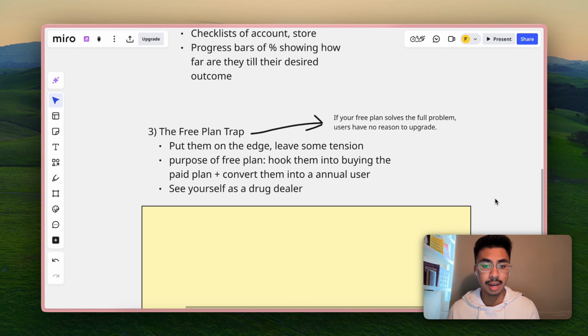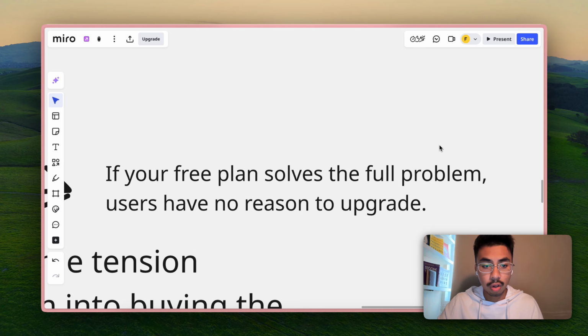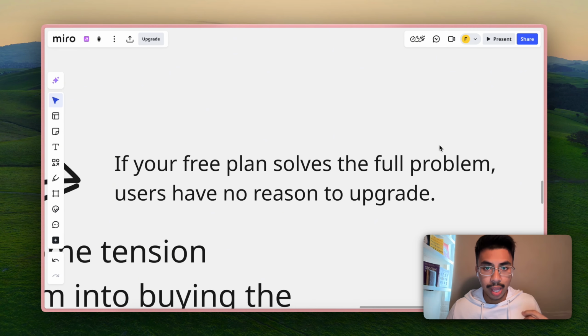Have your free plan so worth it, so good of a hook, that you bait them into buying your paid plan. You're putting them on the edge. They can't get enough of your paid product. They want more because you're leaving them in tension. This is what I mean by you gotta kind of monopolize your free plan and not fall into the trap of giving them the whole entire solution, solving the whole entire problem, because once you do this, your users do not have a reason to upgrade, let alone a reason to buy your annual plan.